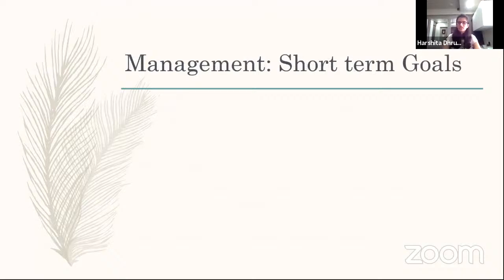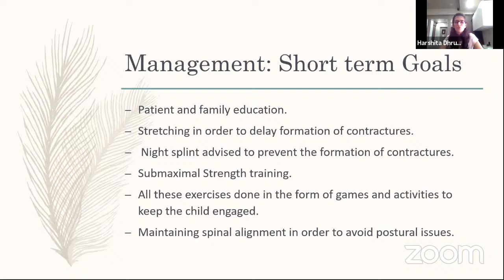So we'll move on to the management. The short-term goals for the management. In the initial stages, first and foremost comes patient education and family education. It is a condition which is degenerative, and the life expectancy is not much. So the family needs to be prepared, and they should know about the condition, that the child won't be able to walk after a certain point, and he has a low life expectancy. And also, apart from that, the family needs to be prepared. They will need to do a lot of physiotherapy apart from what we do in the clinic.